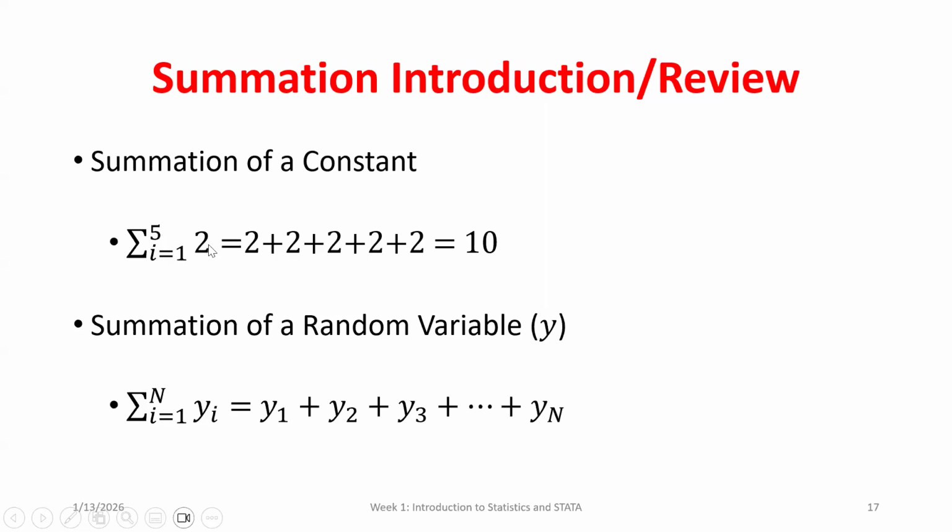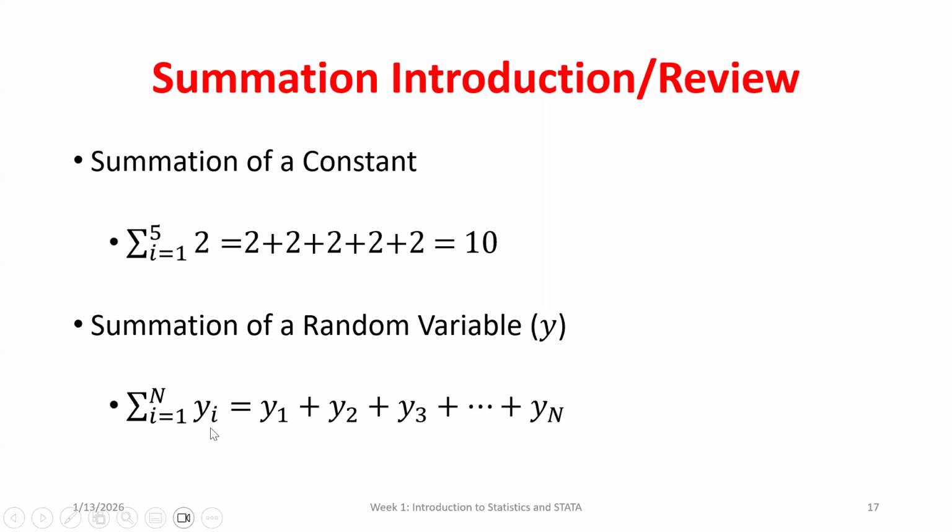I'm going to take every single value and add it up. Well, here, the value is just 2. So what this is telling me is take the value of 2 and add it 5 times, right? So 2 plus 2 plus 2 plus 2 plus 2, which would give me the value of 10. Right?